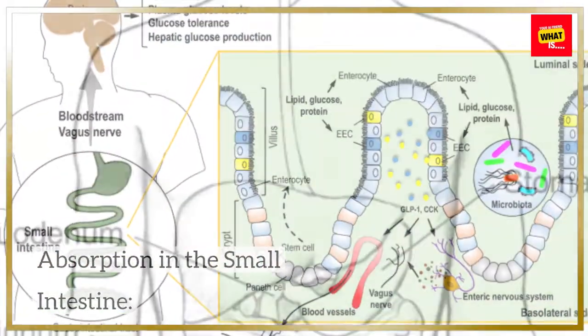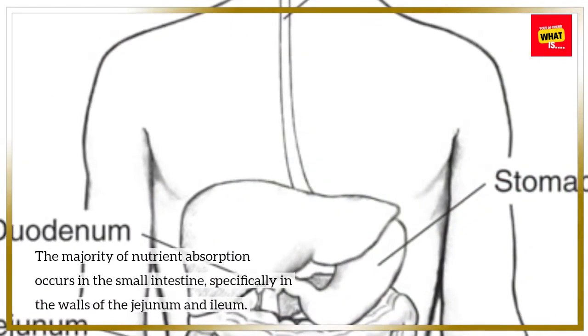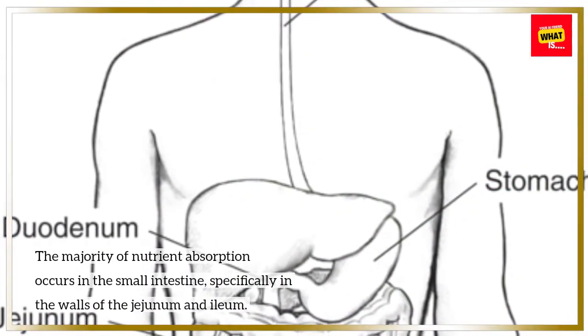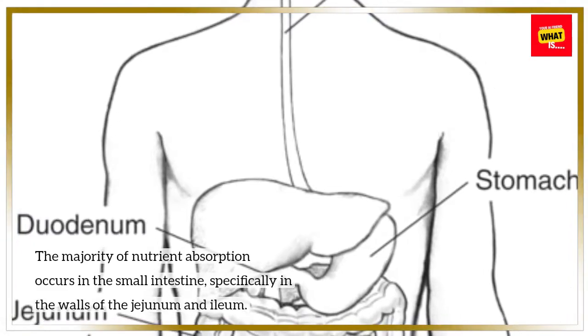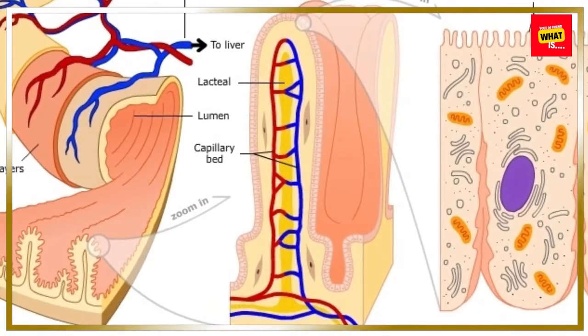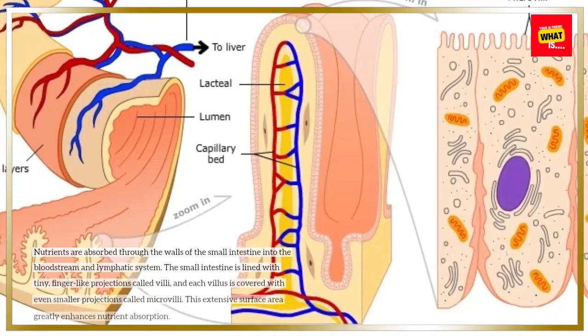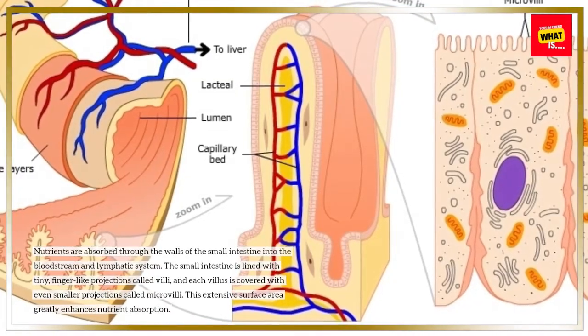Absorption in the small intestine. The majority of nutrient absorption occurs in the small intestine, specifically in the walls of the jejunum and ileum. Nutrients are absorbed through the walls of the small intestine into the bloodstream and lymphatic system.